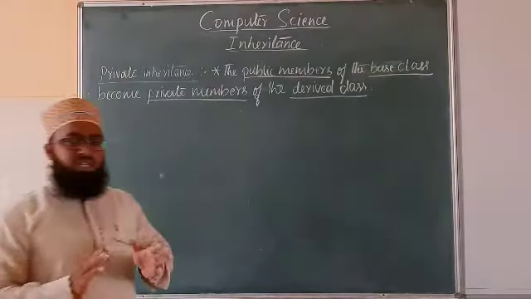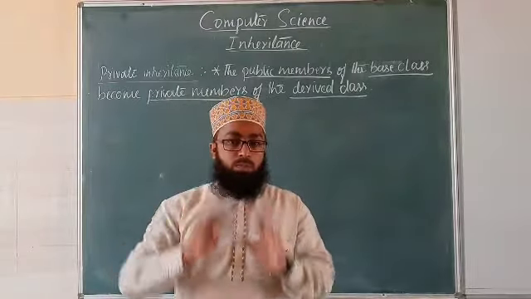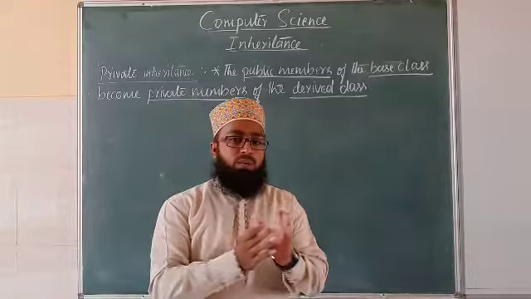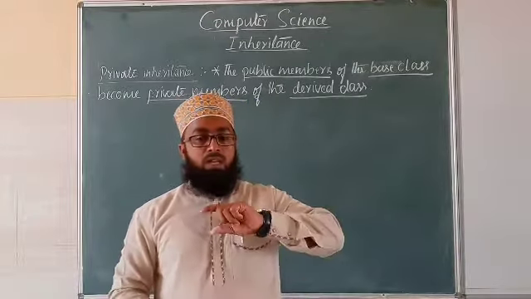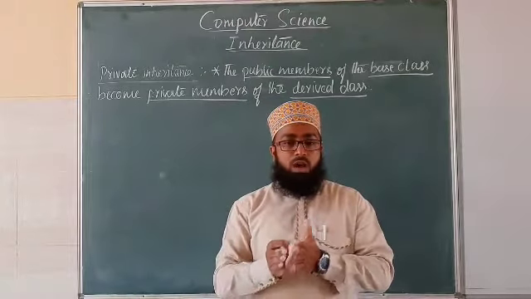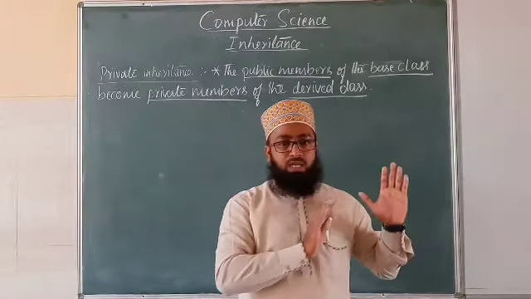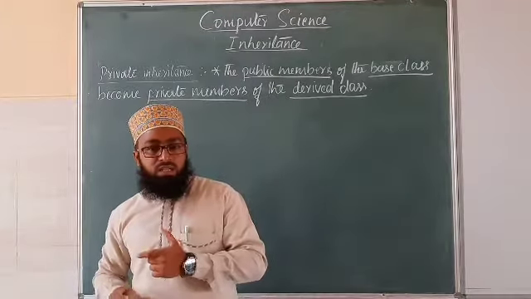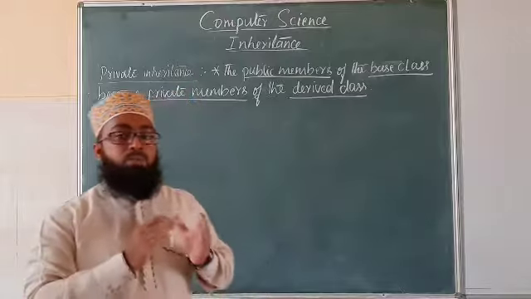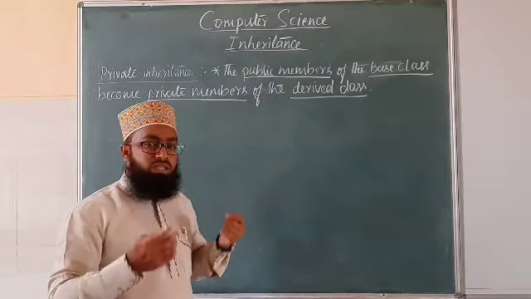See, just a little bit of difference. Under public inheritance, the public members of the base class will become public members of the derived class. And in protected inheritance, the public members of the base class will become protected members of the derived class. And in private inheritance, the public members of the base class will become private members of the derived class. Only this is the change.